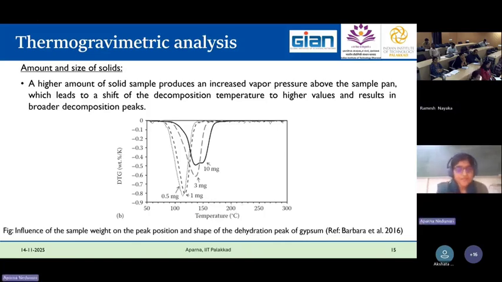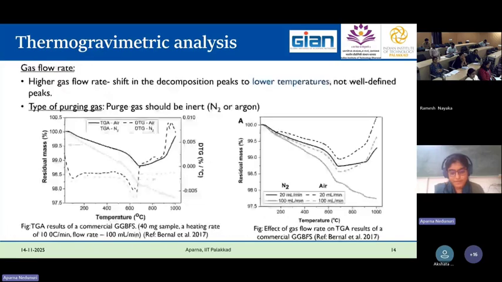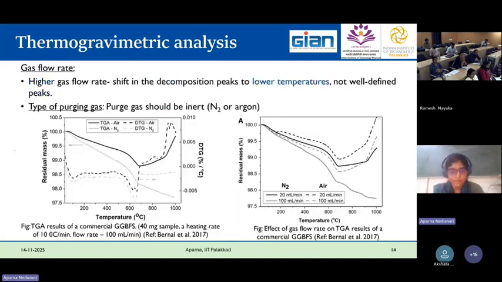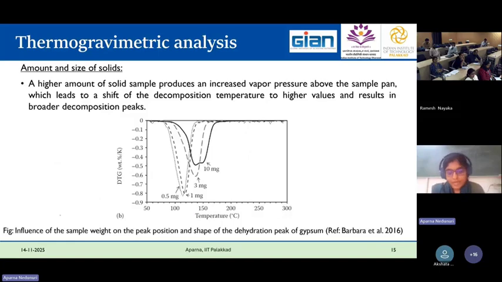Okay. If we see what is the effect of amount and size of solids, everything will pin down to this water vapor accumulation that we have talked about, or volatile gases accumulation above the sample that we have seen. If we have a higher amount of sample, then there will be a higher accumulation of water vapor. That would push your decomposition temperatures to higher temperature regions.